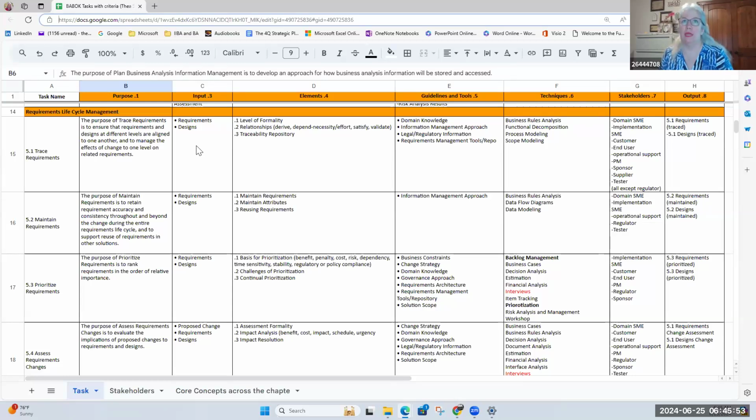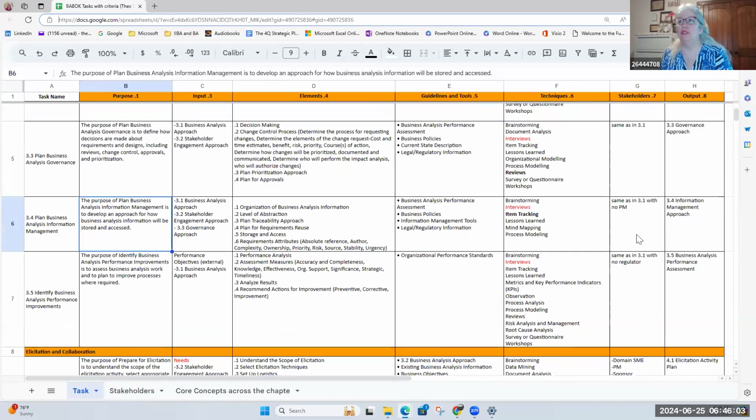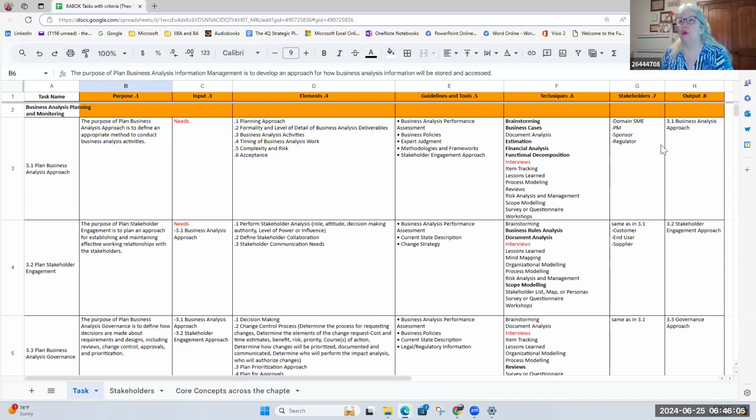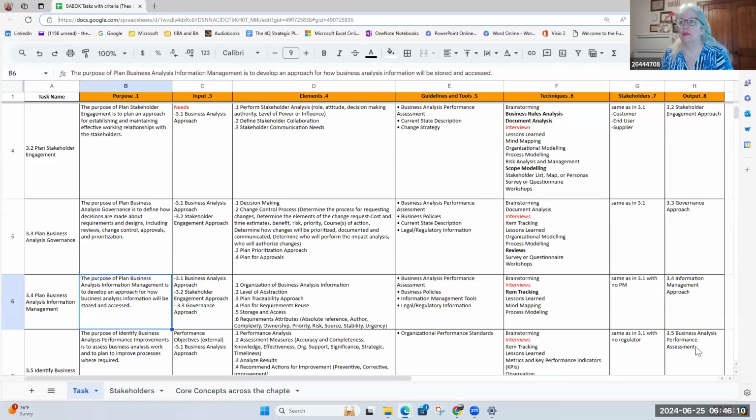If it says, what are the inputs for this task in this chapter? This also gives you ideas about how the outputs are named. For instance, in the one we're in right now, every single one ends with the word approach except for the last one. That one's assessment. You don't know that unless you're looking at it in this kind of format. Manu said earlier, interviews were important. Interviews is the number one technique that's cited in all of the tasks in the BABOK. So it's a really valuable thing to have.